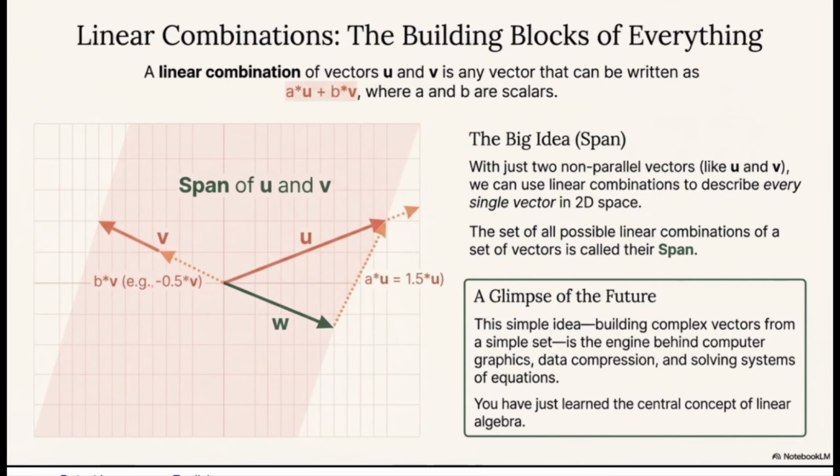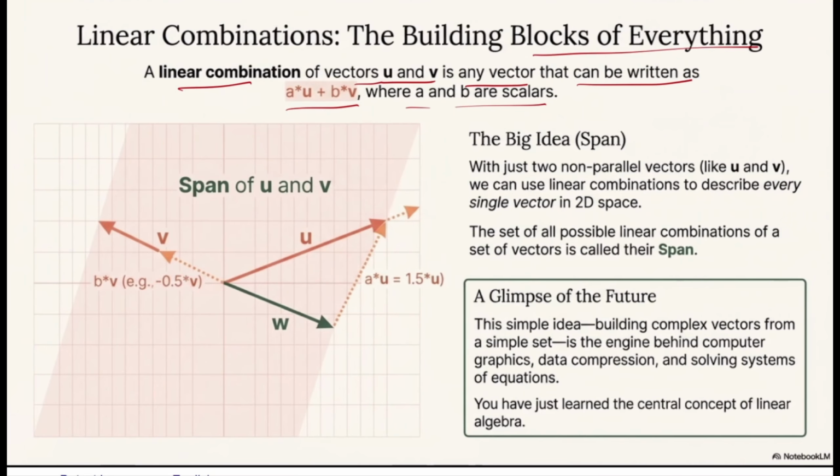So what about the linear combination? And we are going to build blocks out of everything. What does that mean? A linear combination of vectors u and v is any vector that can be written as a times u plus b times v, where a and b are going to be scalars.